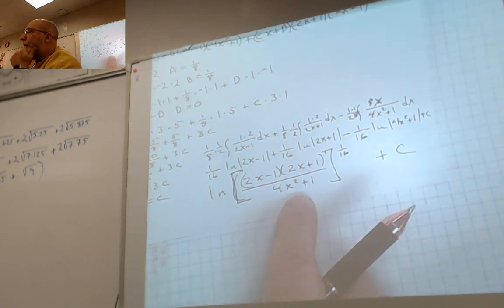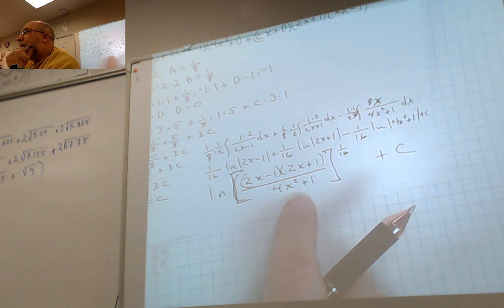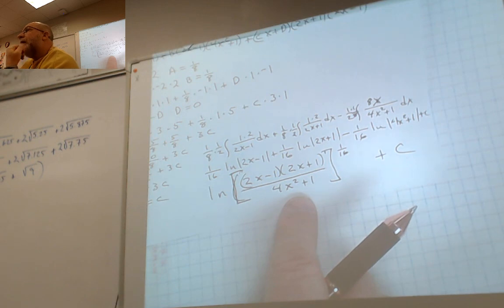Okay. What do you think of this? I call this comfort math. I like it. I like it better than trig substitution. I think it's kind of interesting. I like fractions. So, I don't know.